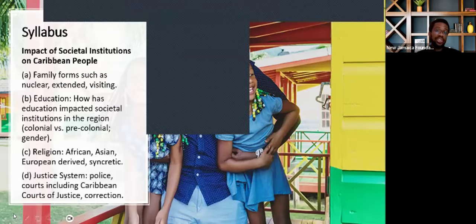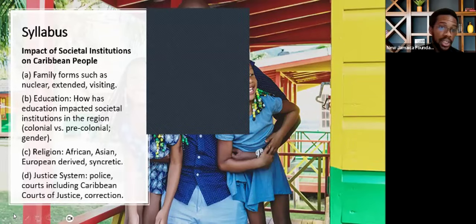So the syllabus asks us to look at the impact of societal institutions on Caribbean people, including family forms such as the nuclear, extended, or visiting households. It also asks you to look at education, how has education impacted societal institutions in the region, colonial versus pre-colonial, and in fact, gender. It also asks us to look at religion, including African, Asian, European, derived syncretic, as well as the justice system, police, courts, including the Caribbean Court of Justice and Correction.